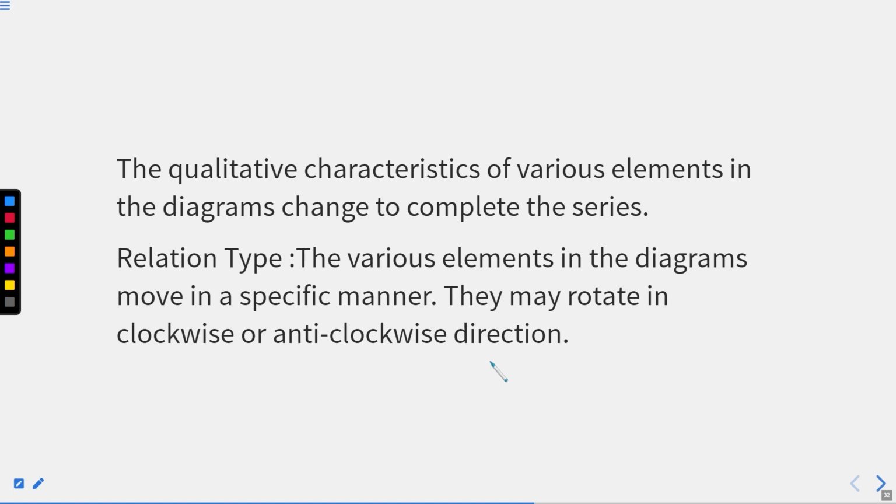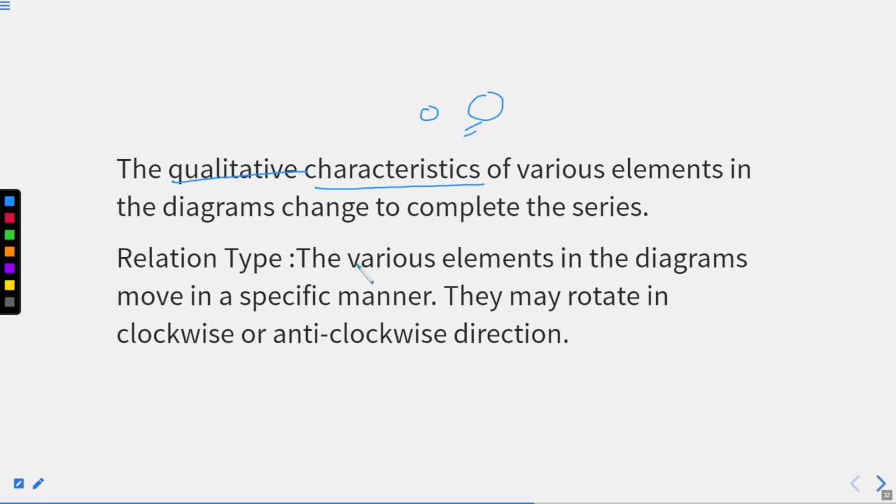So, read the instruction carefully. The qualitative characteristics of various elements in the diagram change to complete the series. What is happening? The qualitative characteristics of various elements, either they become small or larger. This is a circle, this is a circle. They both are circles, but what is changing? Their size is changing. This is their qualitative characteristic, right?